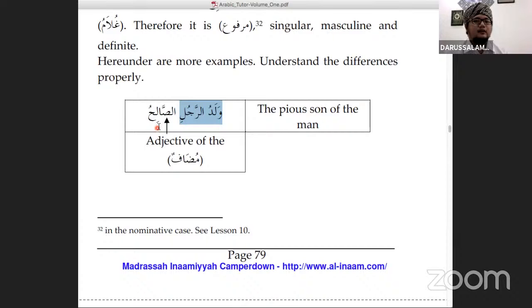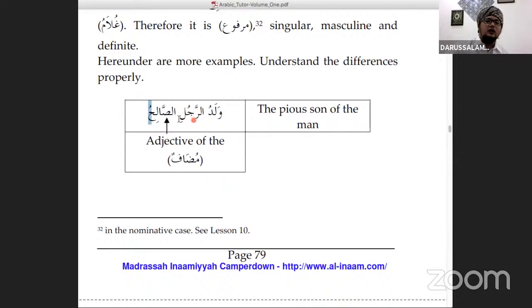Okay? You want to say the pious son. Okay? Adjective for the son. So we say waladur rajuli as-salihu. See? Waladur rajuli as-salihu. Why is it as-salihu? Because they must be the same in i'rab. You see, waladu. So here also, as-salihu. Understand? That's murakkab tawsifi. That's what we've learned before.